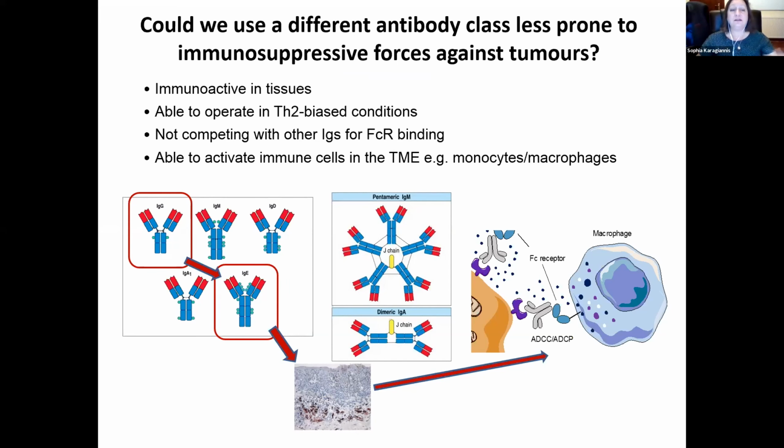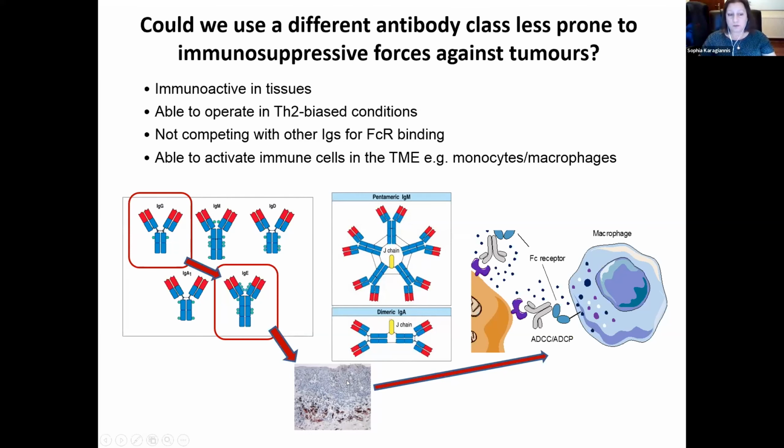And could it activate immune sentinels in the tumor microenvironment, such as monocytes and macrophages, so influencing essentially this interaction between the Fc region and immune cells such as macrophages? One clear candidate in our mind is an antibody class that actually works and is immunoactive in tissues and works in Th2 environments, such as IgE. And could this class activate macrophages that sit in the periphery of tumors such as ovarian cancers and melanomas and others?